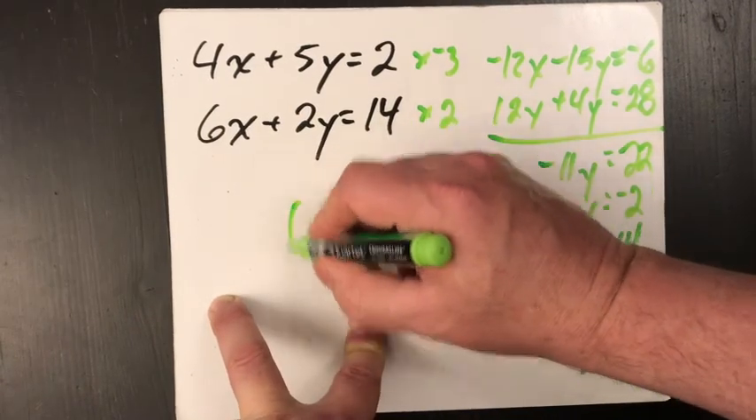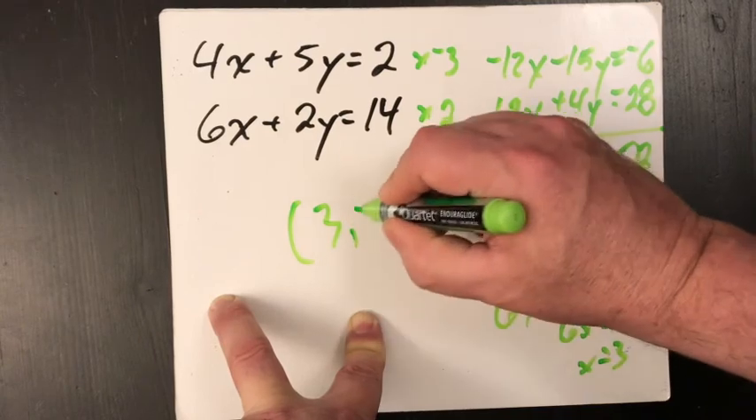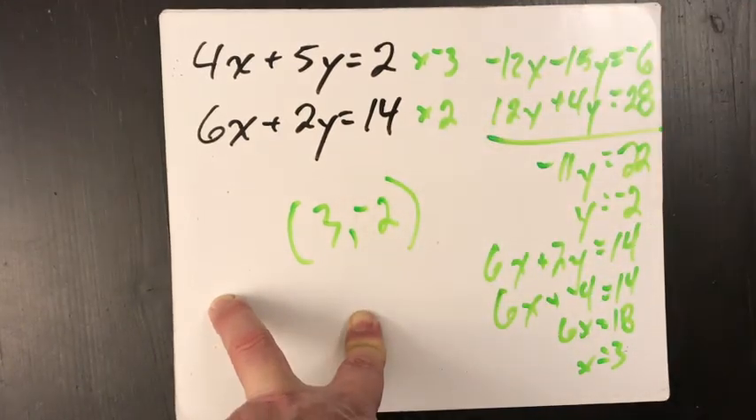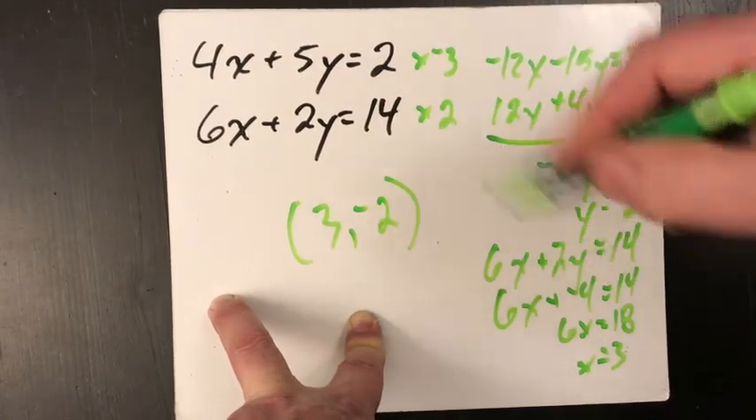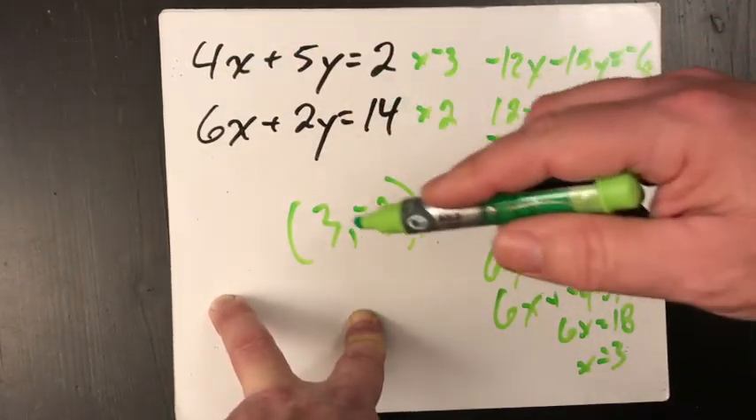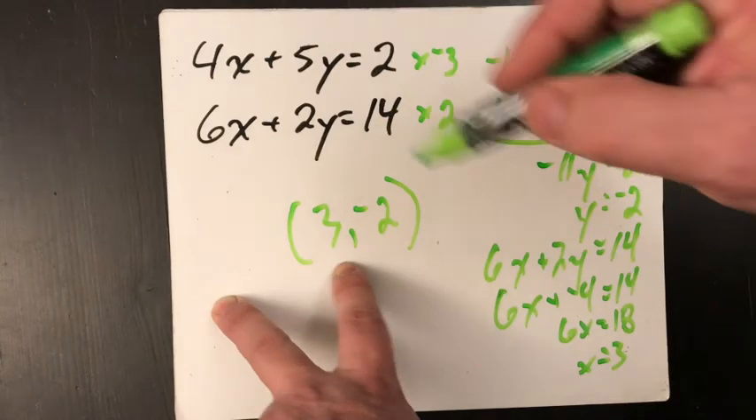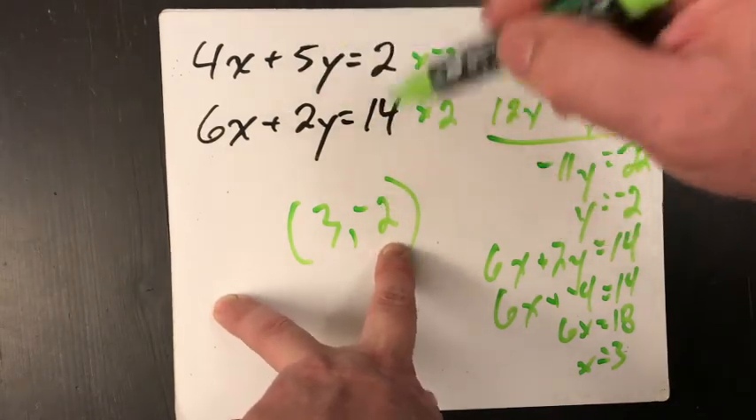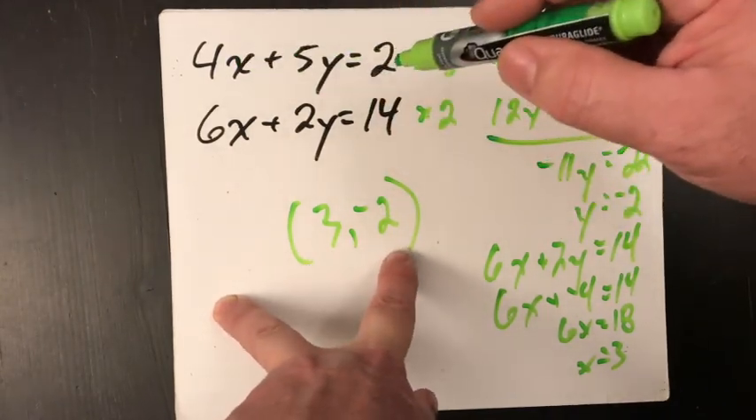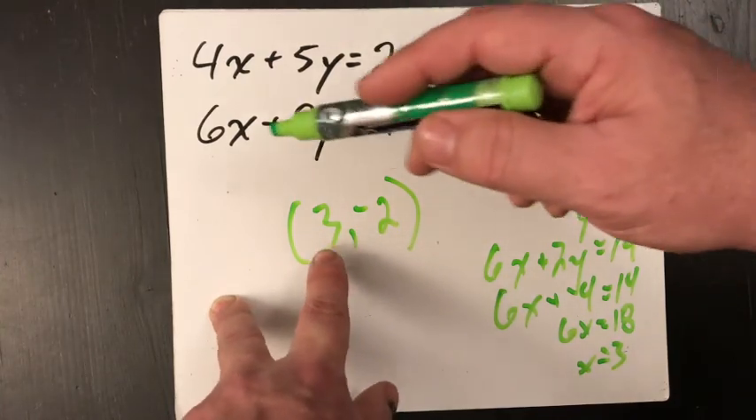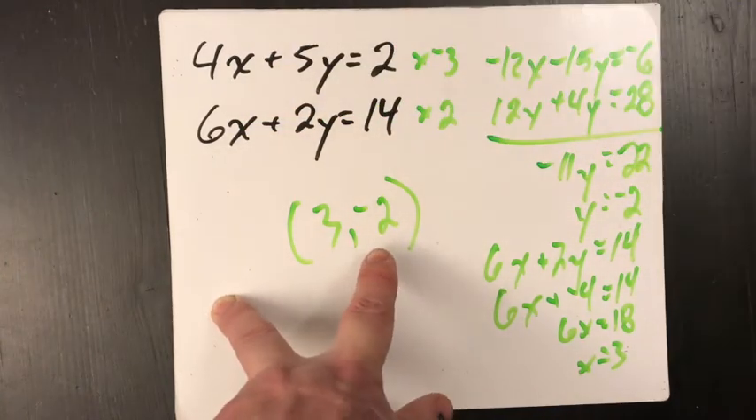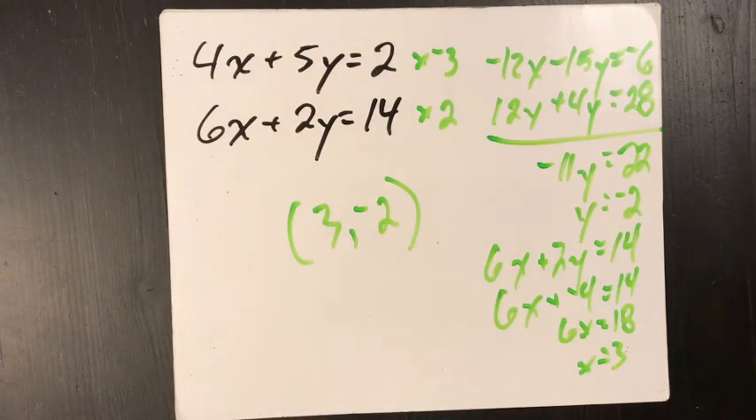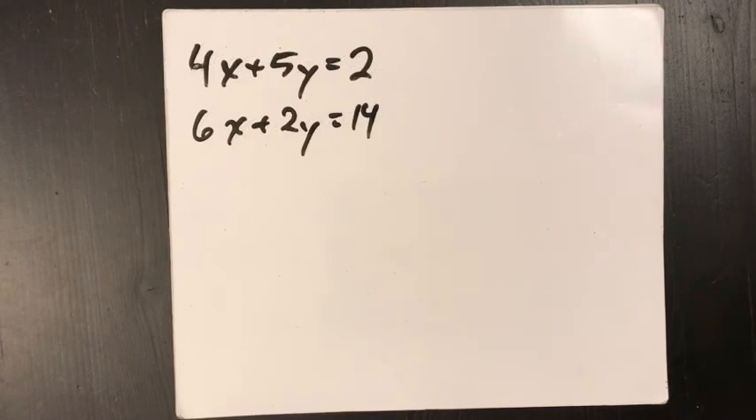So I'm pretty sure the solution is 3, negative 2. Well, I used the bottom equation to come up with that pair, so I'm going to check first off with the top equation. 4 times 3 is 12. 5 times negative 2 is negative 10. 12 plus negative 10 does equal 2. Looks like I got it. 18 plus negative 4 does equal 14. And I'm done.